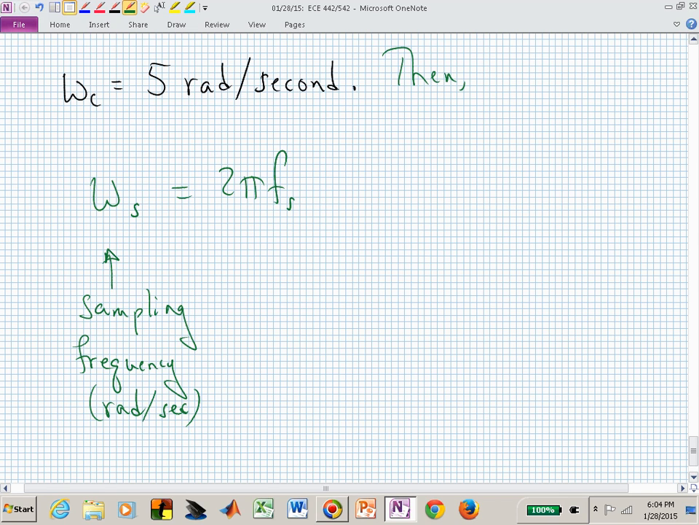Omega is 2 pi f. This is now the sampling frequency.